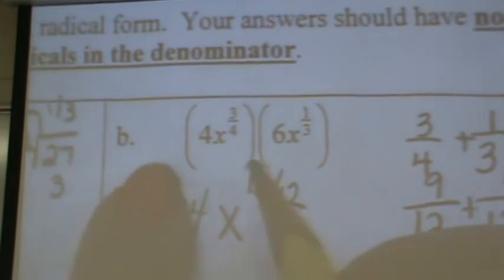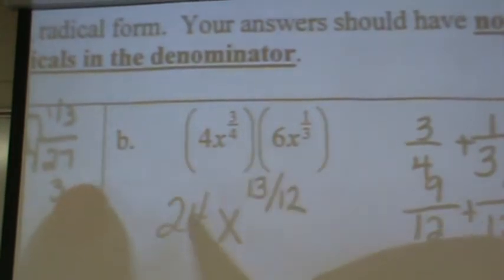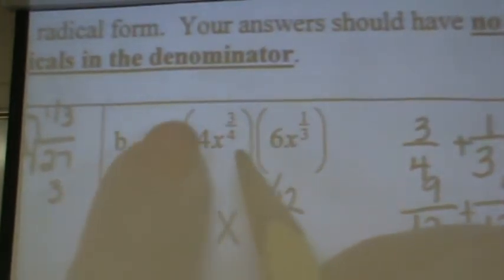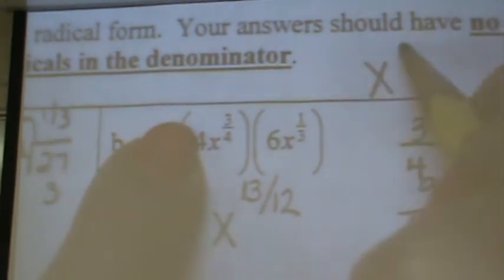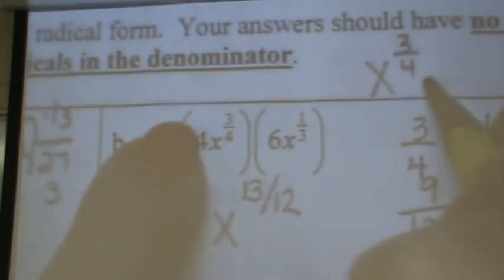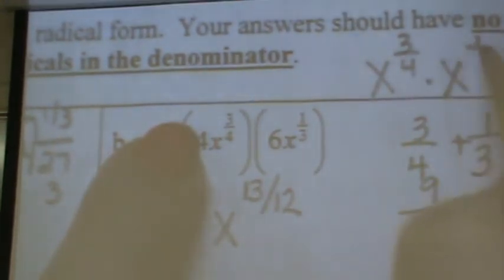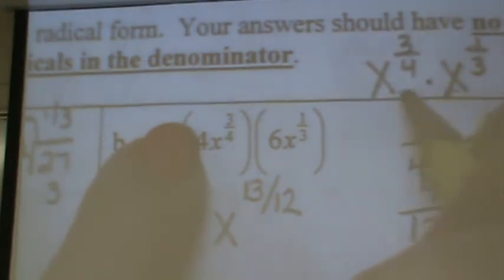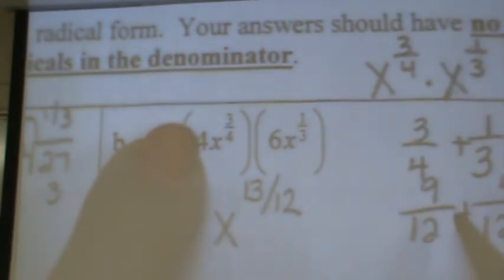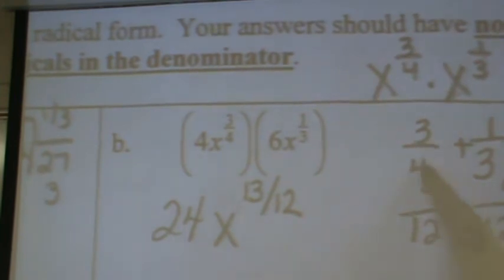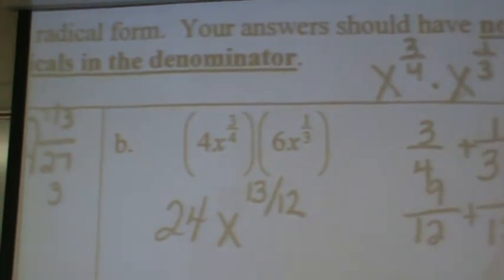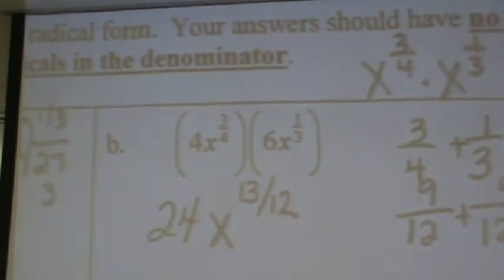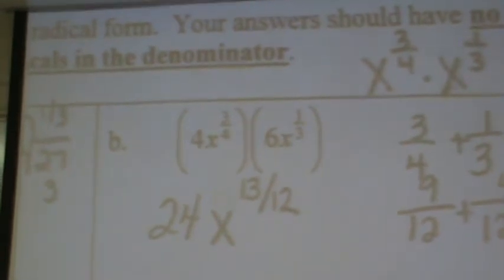For B, we're going to multiply 6 times 4 to get the 24, and now you've got x to the 3/4 times x to the 1/3. If bases are the same, you have to add these two exponents. So what's 3/4 and 1/3? You've got to get a common denominator. It's 13/12.